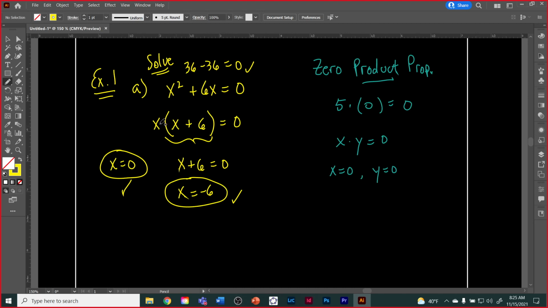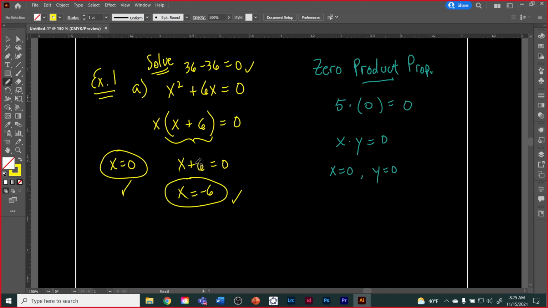Okay, so when you have two things that are multiplied together and your answer is 0, any one of those things that's multiplied together could be 0, or both of them could be 0. All right? We're going to use that the rest of the time on this section. We good? All right. Let's do another one.